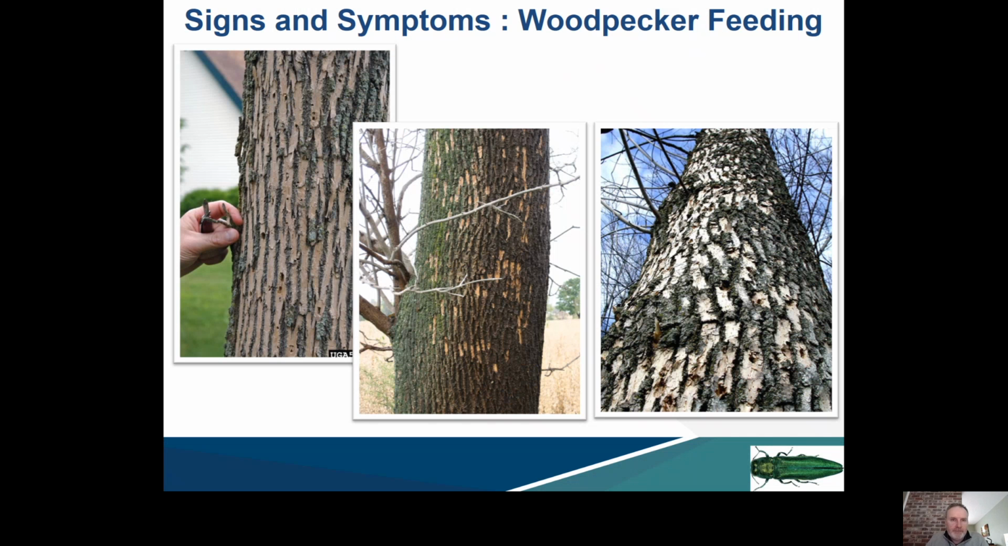The first thing to look for early infestation of EAB is to look for signs of woodpecker feeding. Woodpeckers are able to discover populations of EAB earlier than we can with trapping or visually. They will flick off pieces of bark, which is sometimes called blonding. So they'll flick off pieces of bark looking for larvae within the tree, and then start excavating holes through the bark and into the tree.